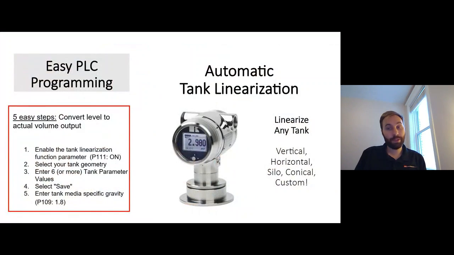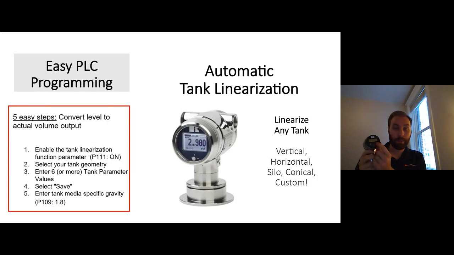There are a lot of features that clay has that we really don't have time to go into. I promise to keep this right around 15 minutes. This is just another example of automatic tank linearization. So with many of their pressure transmitters, including this one, for the dairy industry measuring level, all you need to do is enable tank linearization. Go through here, you go to P111, and you click on.